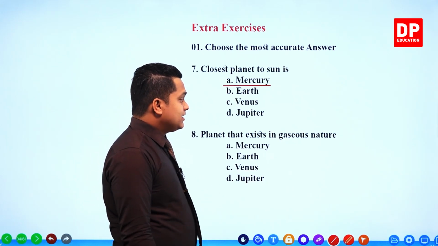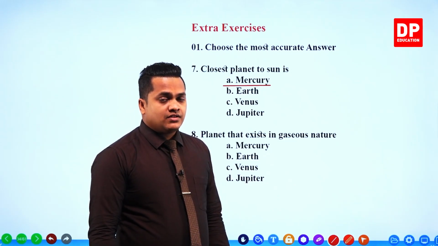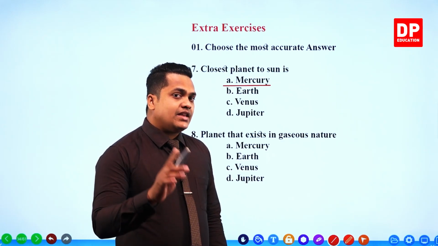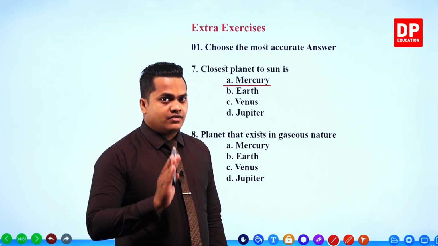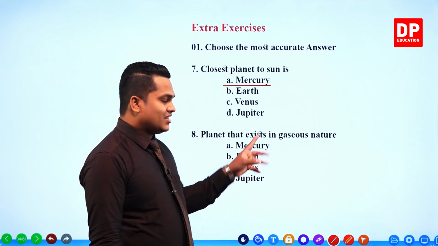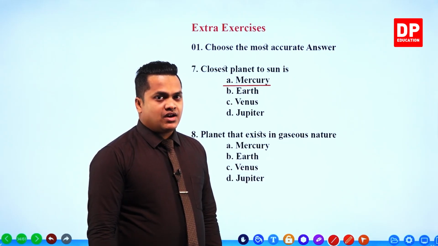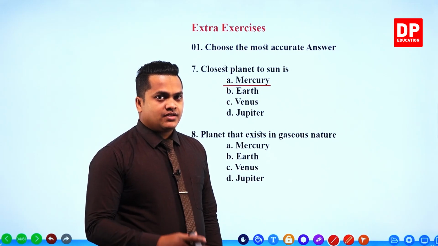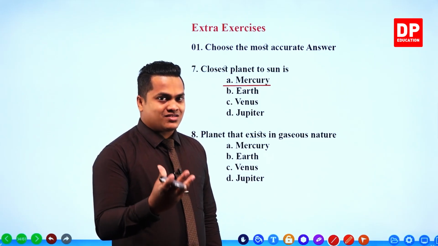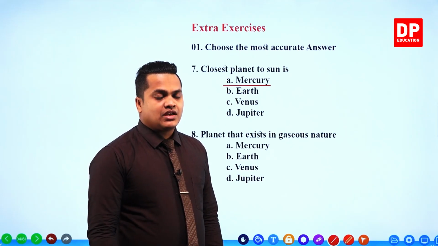Planet that exists in gaseous nature. There are several planets which exist in gaseous nature. However, we know that there are 4 planets in the solid state. What are those 4? Mercury, Venus, Earth and Mars. These 4 planets can be observed in the solid form. I mean, they have a crust. We can stand on these planets without any trouble.